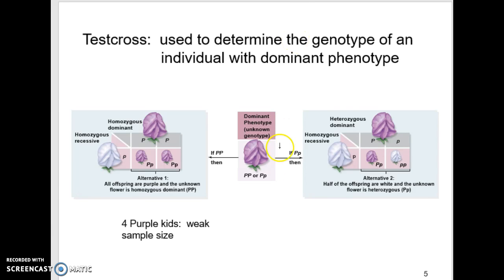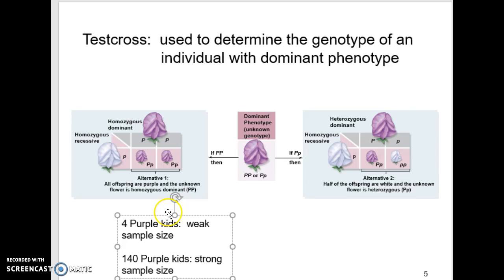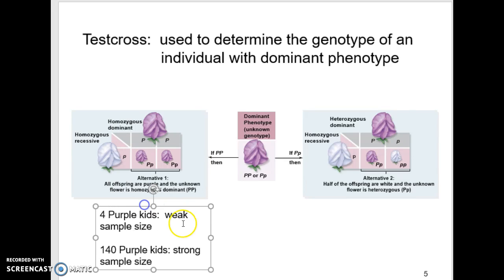If you were to breed those 2 parents together, purple and white, and you got 4 purple kids, and all of a sudden you're like, wait a minute. Or I'm sorry, if you have 140 purple kids, now we have a strong sample size. Then I'm going to feel a little more confident that, yes, this parent is homozygous. The same thing would apply over here.